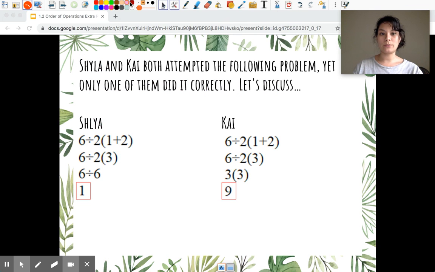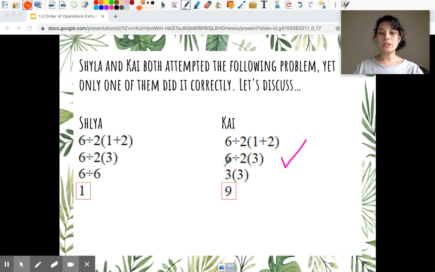Clear annotations. There we go. Okay, so hopefully after reviewing PEMDAS, you have concluded that Kai is actually the one who's correct here. So both of their steps here, where my pen is hovering, are the same. This is where their steps differ, the very last line of work before they get their answer.